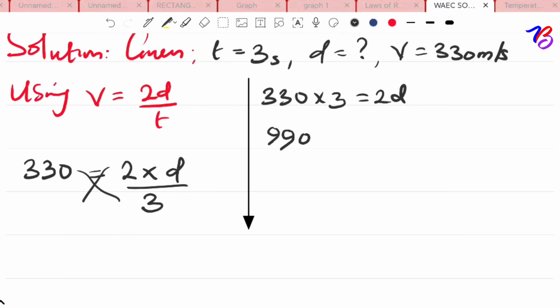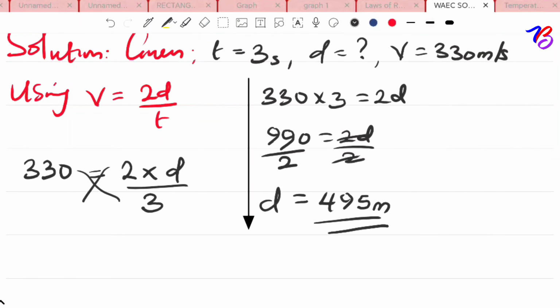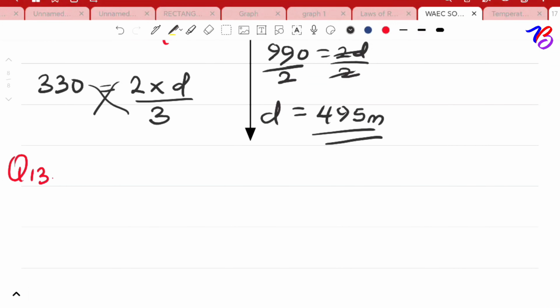330 times 3 is 990, which is equal to 2D. So divide through by 2 so that our D is equal to 990 divided by 2, which will give you 495 meters. Alright, let's proceed to the next question.